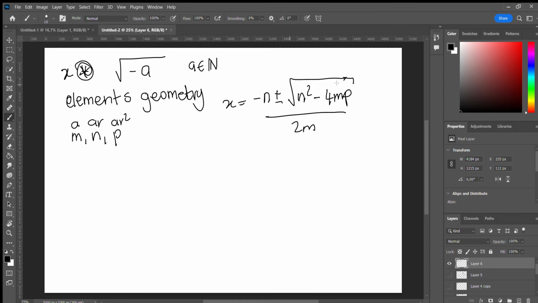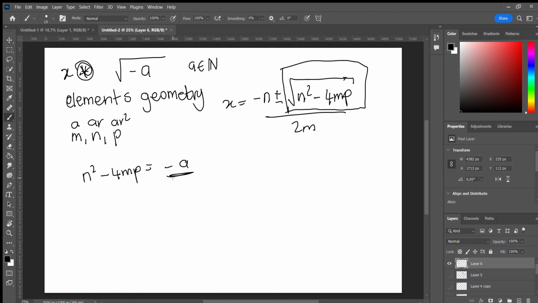So how do you prove that they're non-real? We said we need to prove this, so we need only this part. We need to prove that n squared minus 4mp gives us a negative integer. How do we prove that?